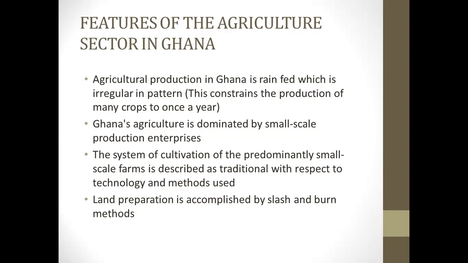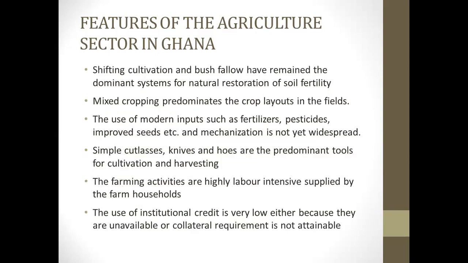Okay, so these are some of the features of Ghana's agricultural sector. The land preparation is accomplished by slash and burn methods. So for them to prepare the land for a new set of cultivation, they have to burn the whole land, and this is how it is done, a feature. We will look at some of the challenges when we proceed. So let's note that these are the features.